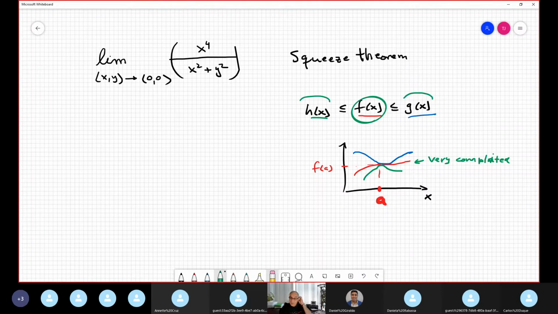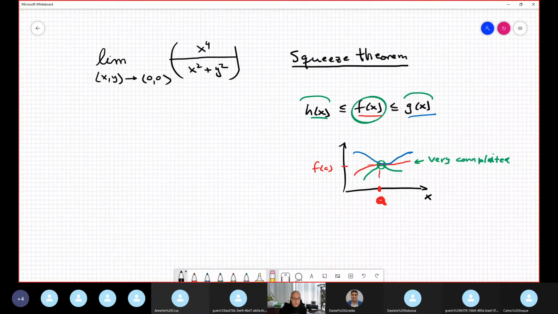Therefore, I apply the limit in g, I apply the limit in h. Si es the same value, entonces I infer que the limit in f is the same, using the famous squeeze theorem. I suppose that everyone remembers this idea.